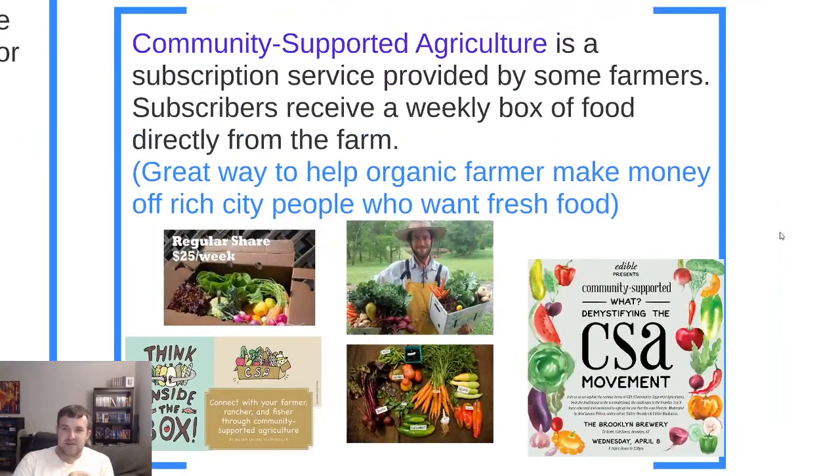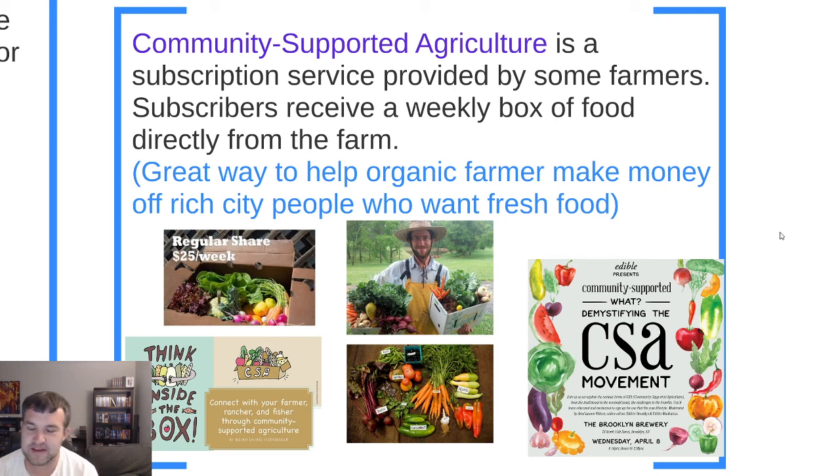Okay. And now community-supported agriculture definitely goes along with urban gardening, but it's something that you're going to see more and more. It's the subscription-based service where people pay a monthly fee or a weekly fee, and a local farmer just delivers a random box of fruits and vegetables to your door. So yeah, it's definitely a great way to help organic farmers make money. Rich city people, they generally want fresh food, and this is going to be a more and more common thing in the future, I think. So CSA, Community Supported Agriculture.